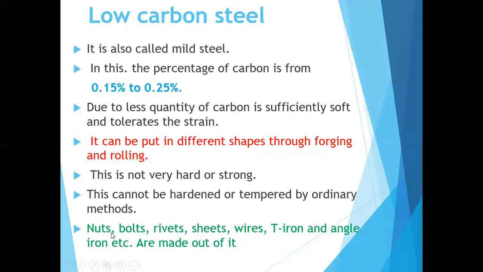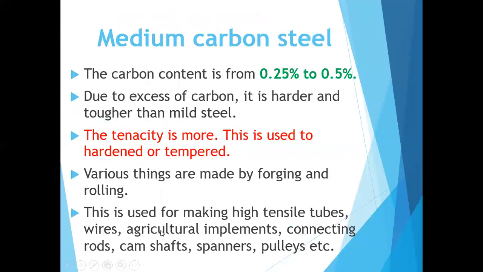Nuts, bolts, rivets, sheet, wire, T-iron and angle iron are made out of it. So low carbon steel, with carbon percentage 0.15 to 0.25 percent, is also known as mild steel, and we use it for nuts, bolts, etc. The second one is medium carbon steel.